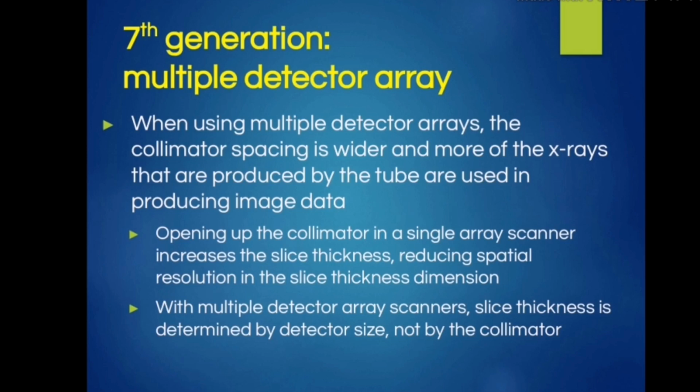Opening up the collimator in a single array scanner increases the slice thickness, reducing spatial resolution in the slice thickness dimension. With a multiple detector array scanner, slice thickness is determined by detector size, not by the collimator.